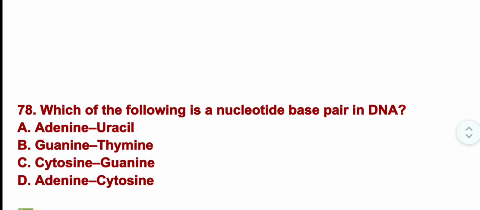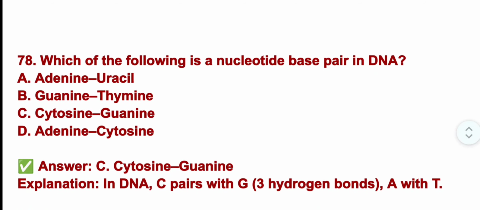Question number 78. Which of the following is a nucleotide base pair in DNA? The correct option is option C, cytosine to guanine. In DNA, C pairs with G by 3 hydrogen bonds and adenine with thymine.